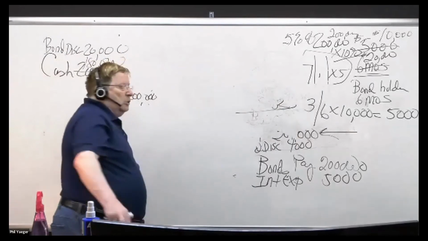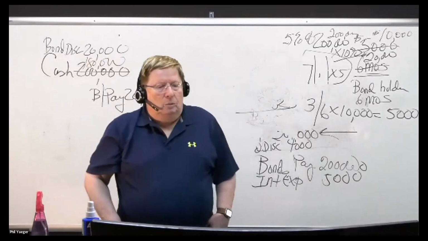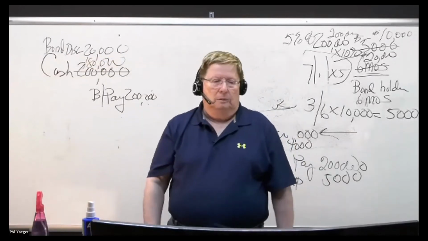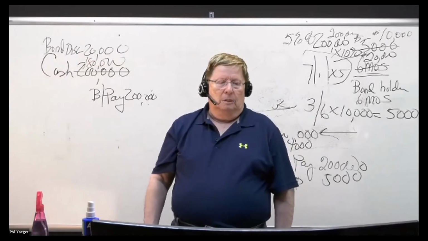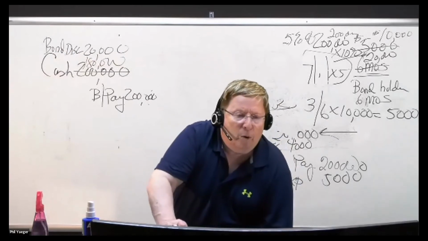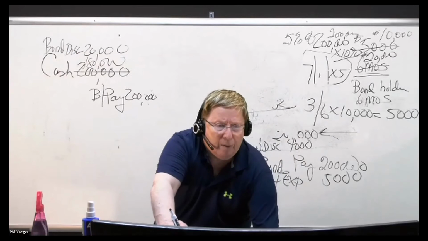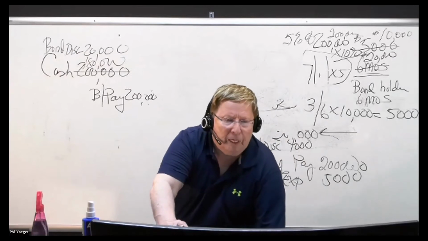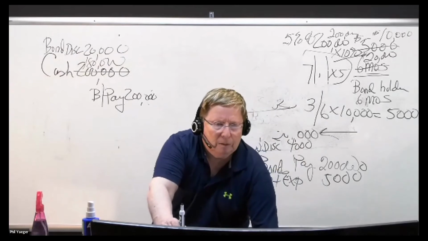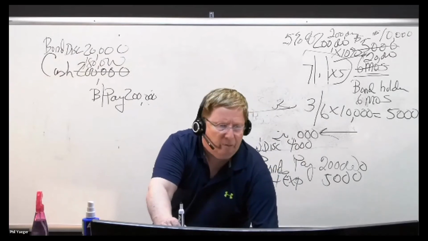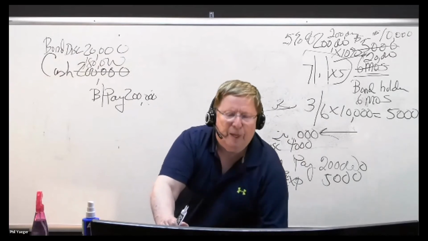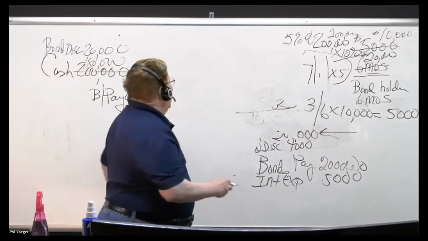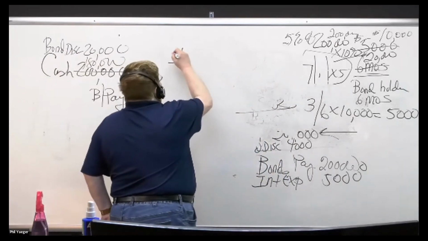All right. What entry will the investor make? I want to invest in bonds, so I'm going to debit investment in bonds. What's the opposite of bonds payable? Not bonds receivable. It's investment in bonds. You get that? Okay. You'll debit investment in bonds.